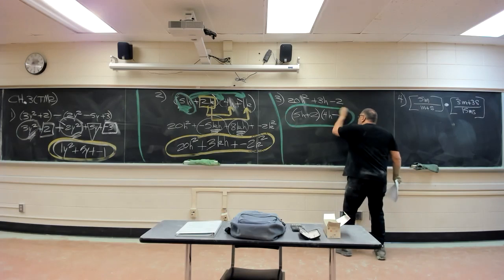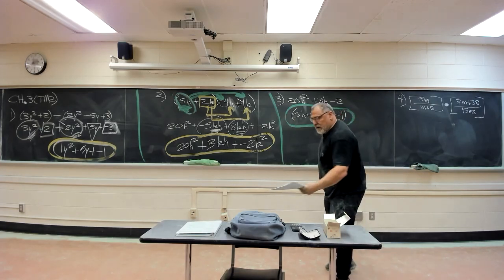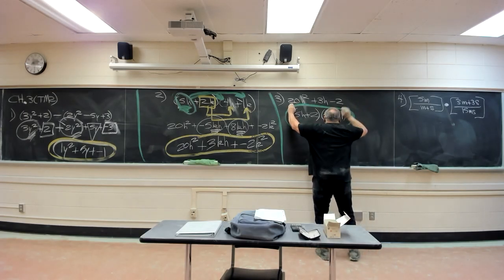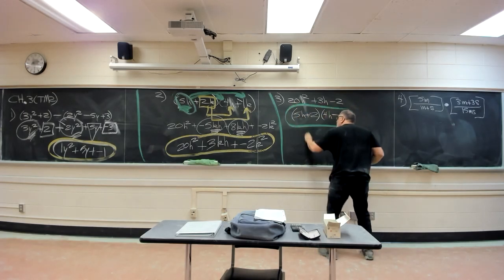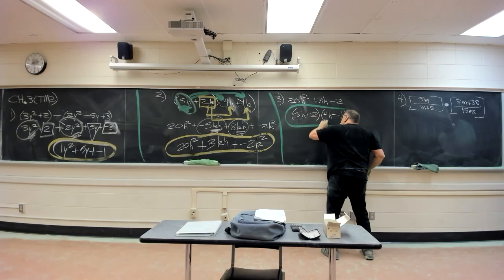This is it. Let's confirm it. Let's get the outskirts of this thing. This and this, and let's see what the middle is. Okay. 5h times 4h is 20h squared. 2 times negative 1 is negative 2. 2 times 4h is 8h. Negative 1 times 5h is negative 5h. Negative 5h and positive 8h is 3h.